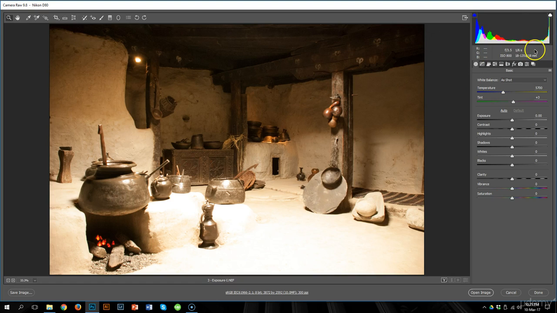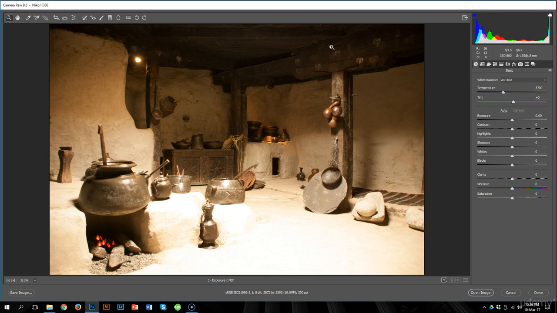Now what exactly does the histogram tell us? The histogram is basically a graph of all the pixels that are there in your photograph. If your histogram is spiked up on the left side, that means that there are a lot of dark pixels. So basically the left side is the dark side and the right side is the bright side. If it's spiked up on the right side, that means that there are quite a few bright pixels as well. In this case, my histogram is spiked up on both sides, and you can see that in the photograph as well.